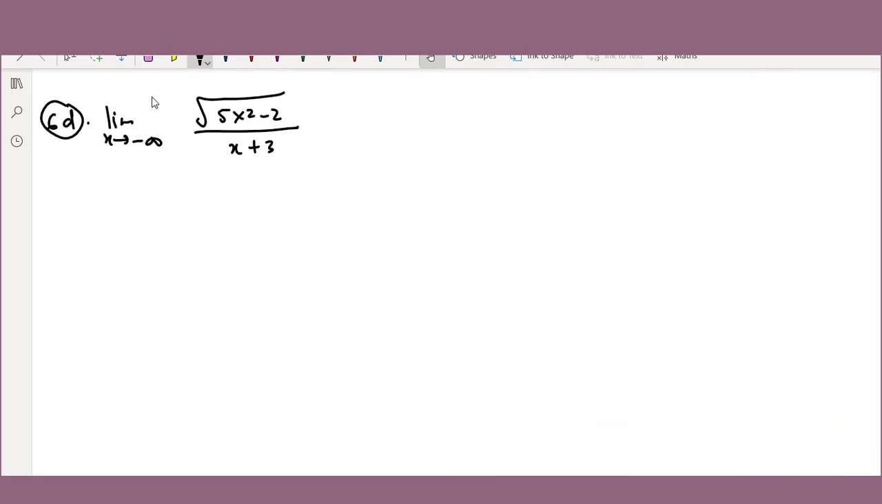For this one, first thing, substitute infinity. Okay, substitute here, confirm infinity. x plus 3, negative. This one is negative infinity. This one is also under an indeterminate form. You cannot say this one is equal to negative 1. This is under an indeterminate form. And this is a root over poly.